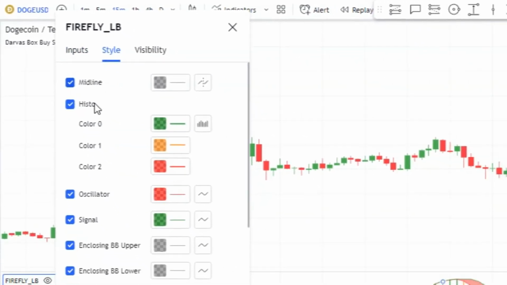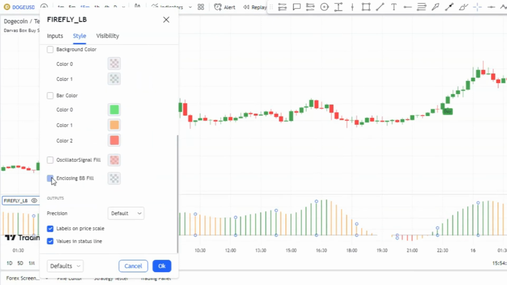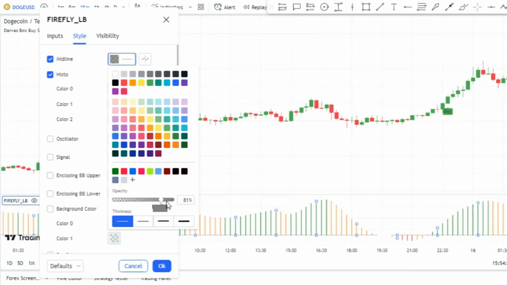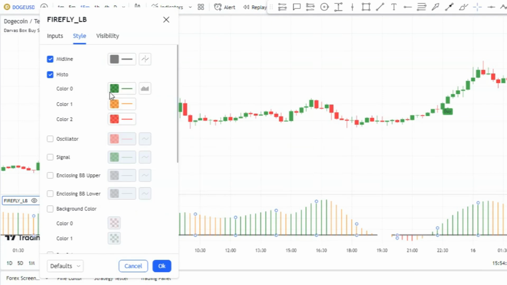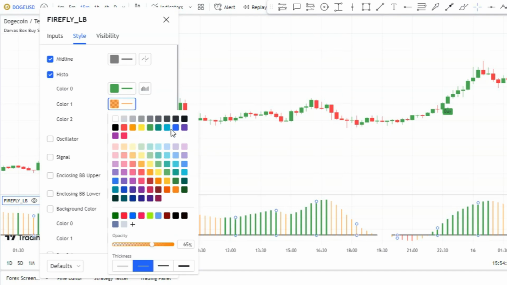After adjusting the settings, let's clean up the chart by disabling all options except for the middle line and histogram in the Style tab. To make it easier to read and interpret the signals, we can change the colors just like in the video.